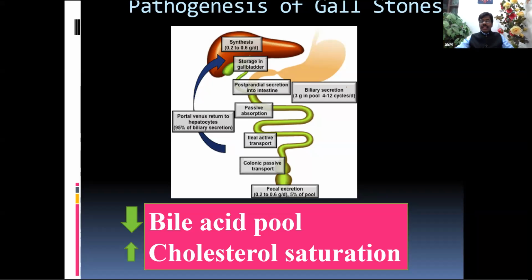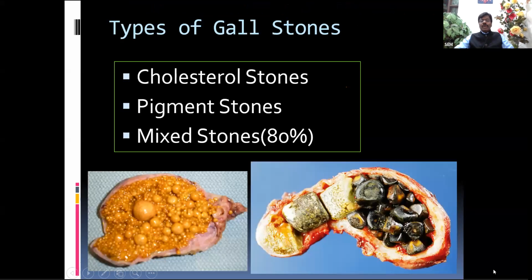Okay, let us move on to the next important thing. What are the different types of gallstone? Okay, so what are the different types of gallstone? Cholesterol stones, pigment stones, and mixed stones.